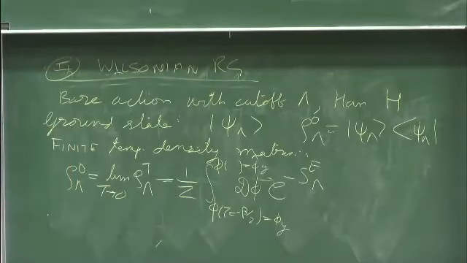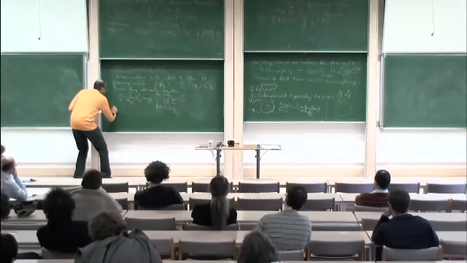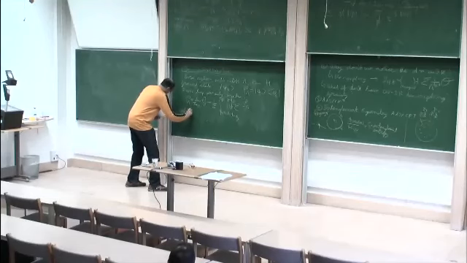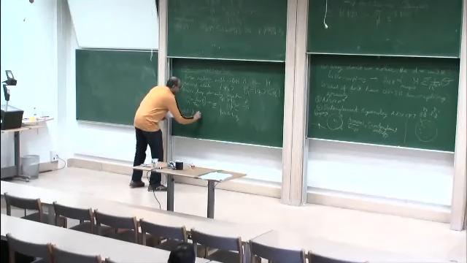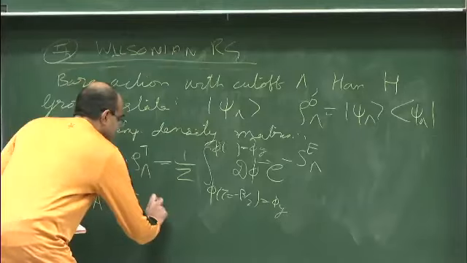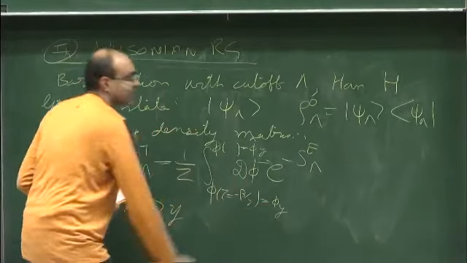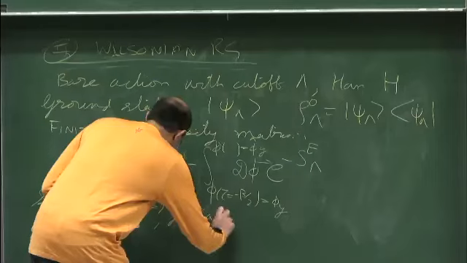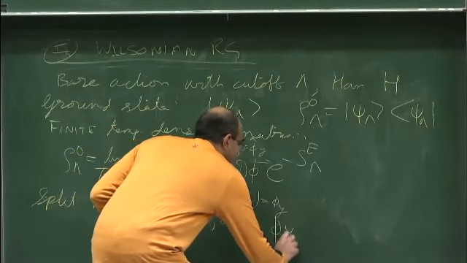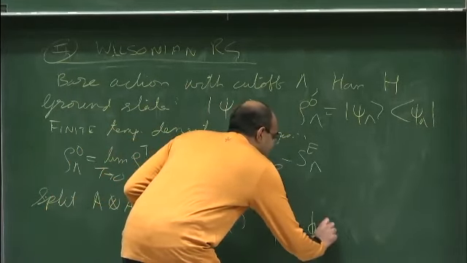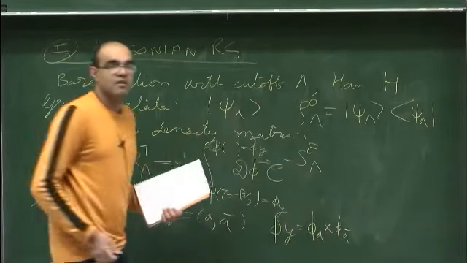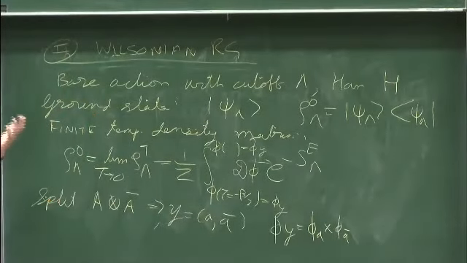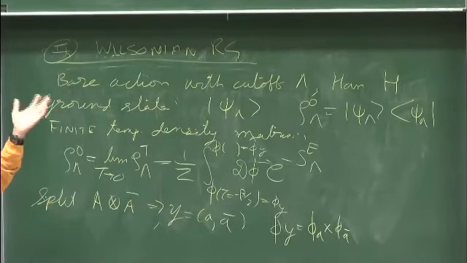Okay? So now I'm going to split the Hilbert space into A and A bar. So this index y, which indexes field configurations, I'm going to split as A and A bar so that I can write the configurations as phi A times phi A bar. So what I want to do is compute the low energy density matrix, what I was claiming to be the low energy density matrix.